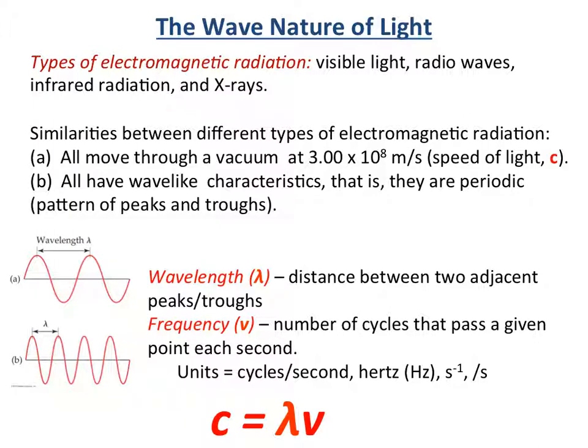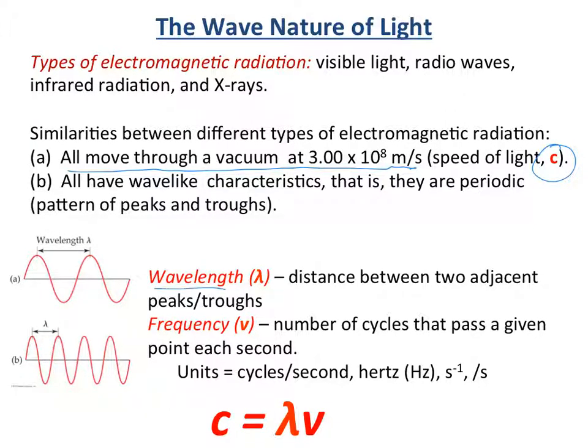When we talk about light, light is one type of electromagnetic radiation. There are two main similarities between different types of electromagnetic radiation. The first is that all move through a vacuum at 3 times 10 to the 8th meters per second. This is known as the speed of light, and we recognize it with the abbreviation c. They also all have wave-like characteristics, which really means they have a wavelength and a frequency.